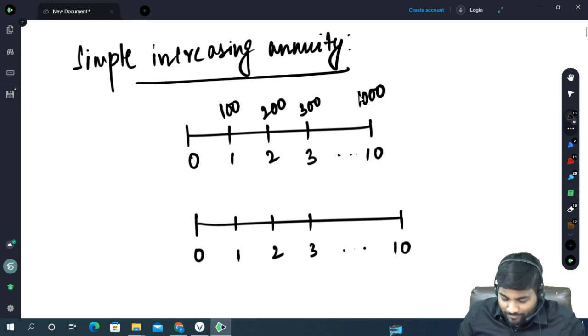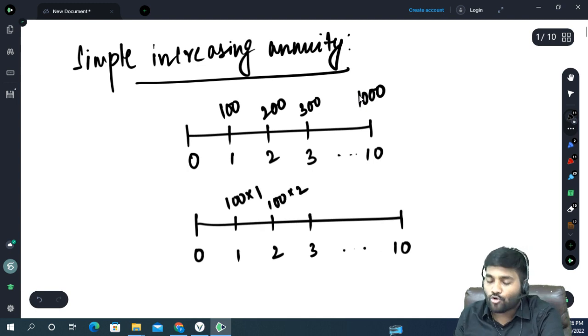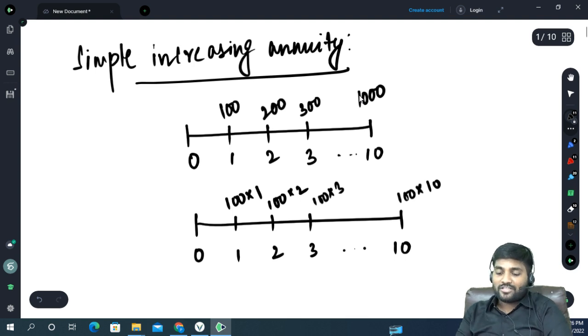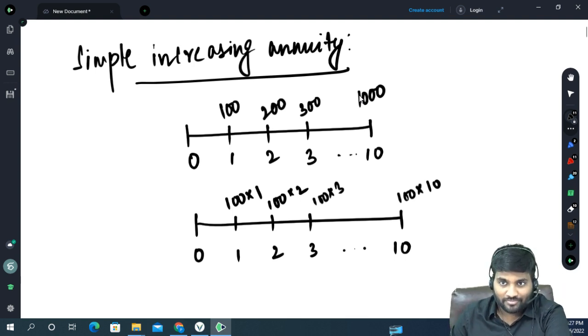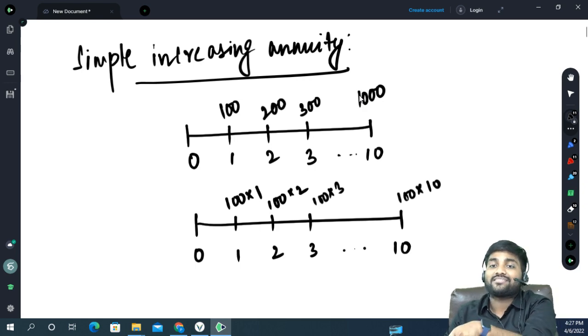So, the first payment will be 100 into 1. The second payment will be 100 into 2. The third payment will be 100 into 3. Okay, so 100 into 10. So basically, this is a simple increase annuity of rupees 100.